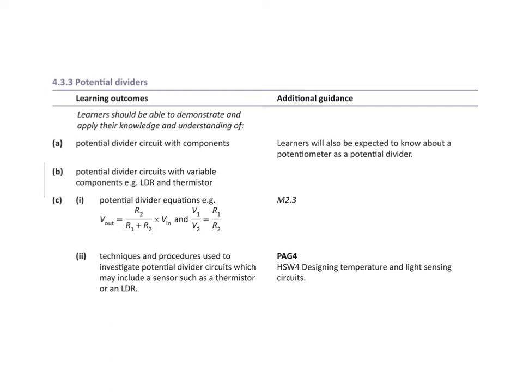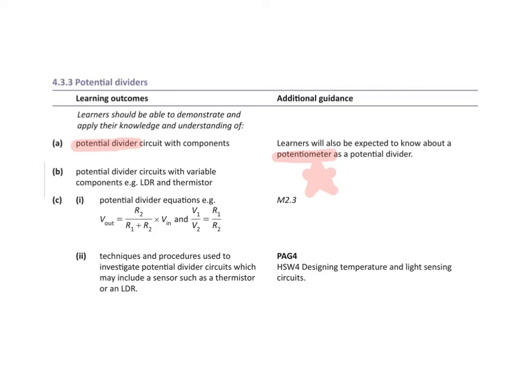Hi everyone, so this is lesson 3 of chapter 10, electrical circuits. We will be looking at what potential divider circuits are. We'll also look at potentiometers at the end and how they can be used as potential dividers. It's a very important part in terms of PAGs actually, and how we connect certain components and why.